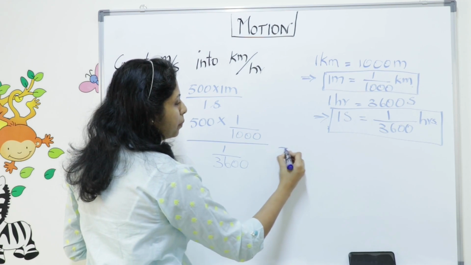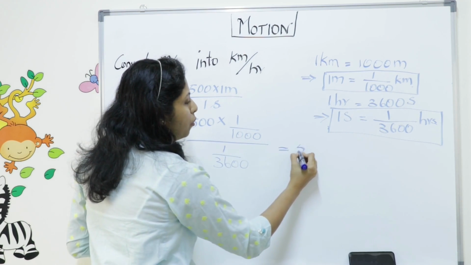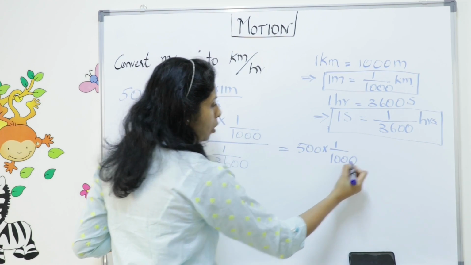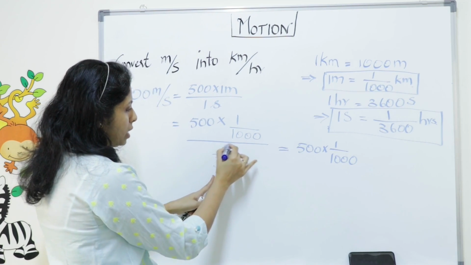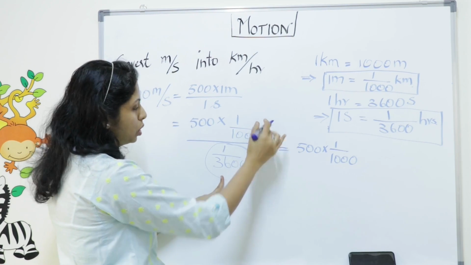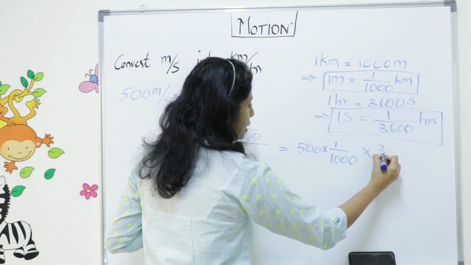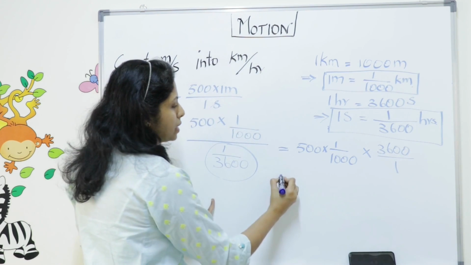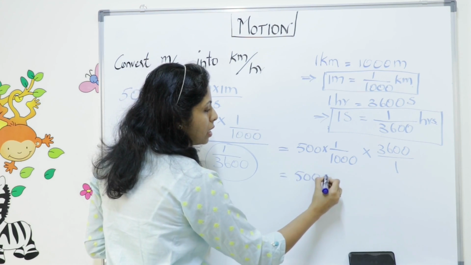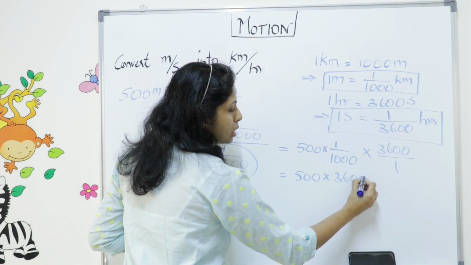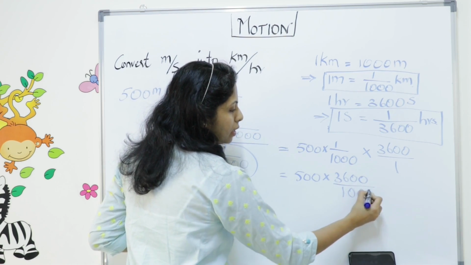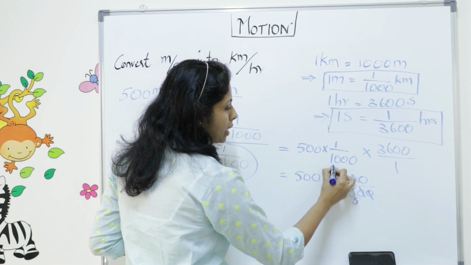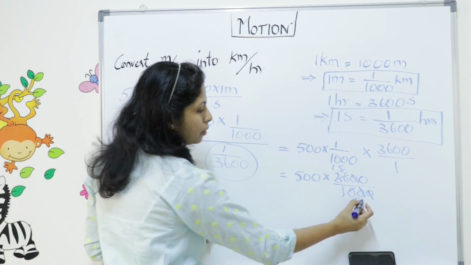Now, you can write 500 into 1 by 1000, taking the denominator on to the top, you will get 3600 by 1, which is nothing but 500 into 3600 by 1000, and here you will get 18 by 5.